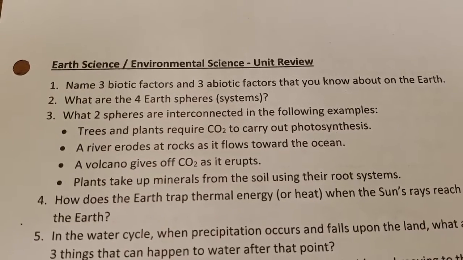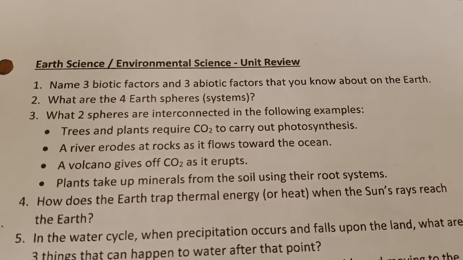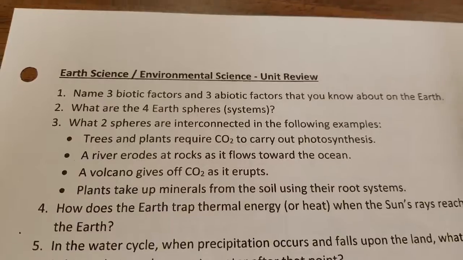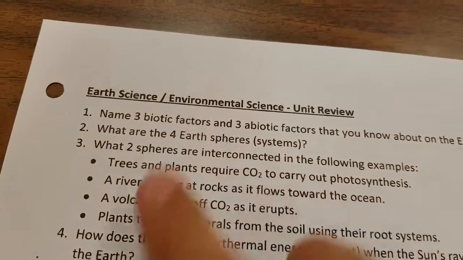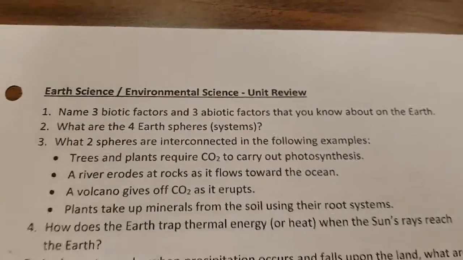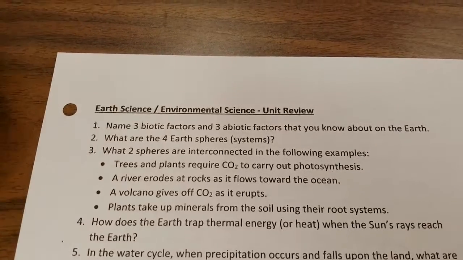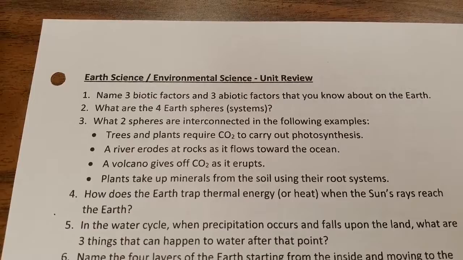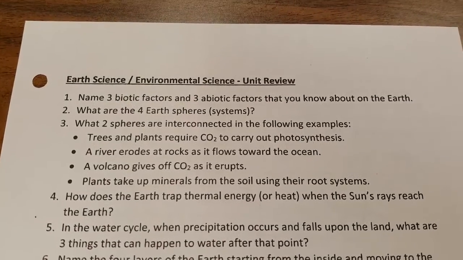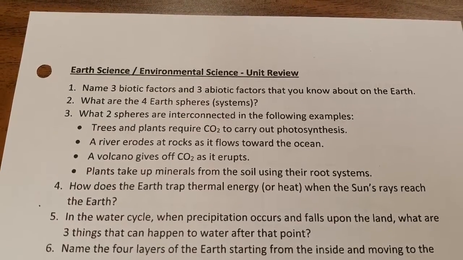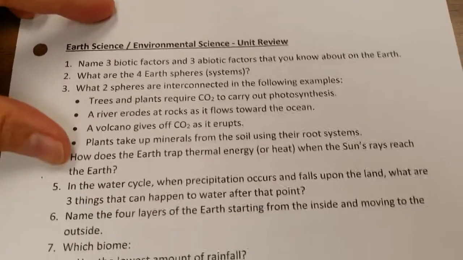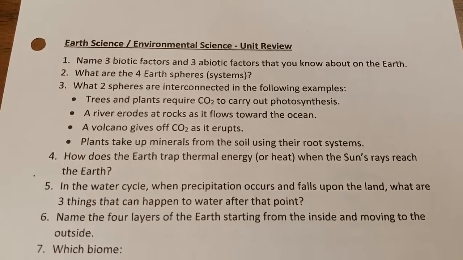But anyways, here we are at the unit review for Earth Science, Environmental Science. And so the first thing here, we got 3 biotic factors and 3 abiotic. Now that could be really anything. For biotic, it would be things like grass, squirrels, birds, whatever, jaguars. And abiotic would be things like water, rocks, gases in the atmosphere, things like that.